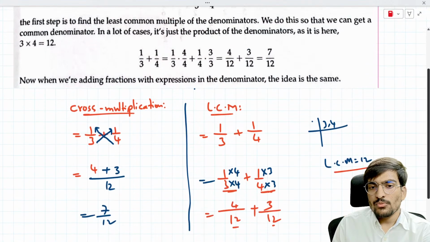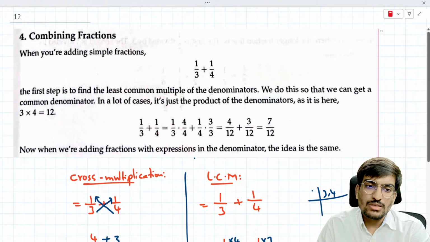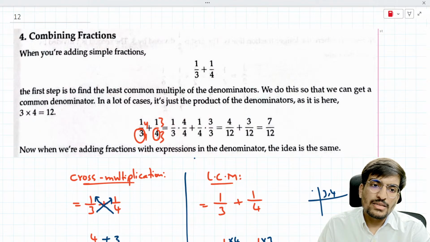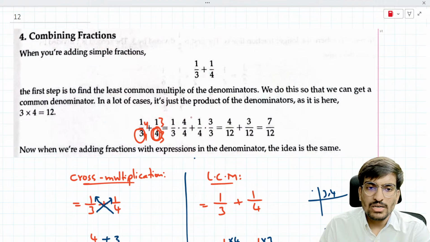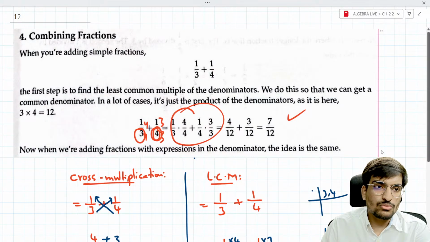So this is how we do it. One is the LCM method, and the other is this one. If you don't know how to do the LCM thingy, you can take this 4, multiply here, and take this 3, multiply here and here: the second denominator with the first fraction, the first denominator with the second fraction. On the top and bottom you multiply like this, and you still get the same. So this is how you do combining fractions.